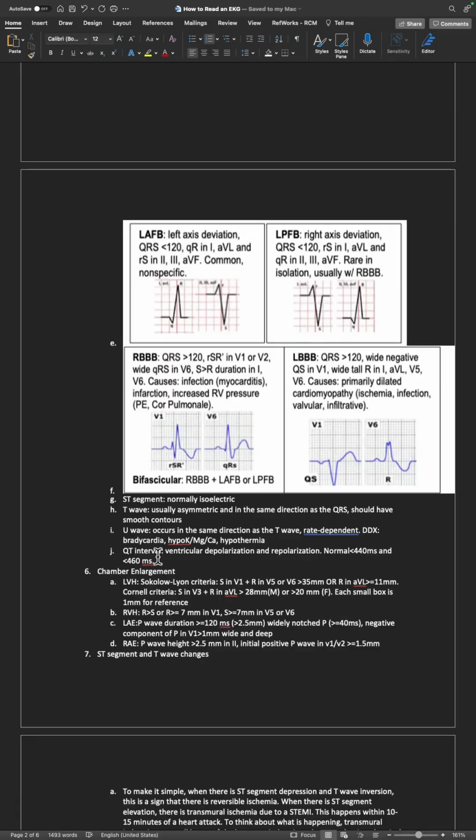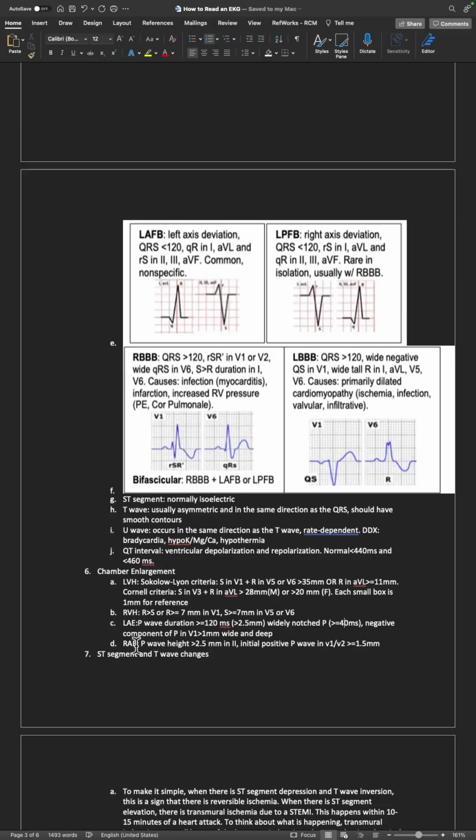on the right side. And then we have left atrial enlargement, in which the P wave duration is greater than or equal to 120 milliseconds, or a widely notched P wave greater than 40 milliseconds, and/or a negative component of P in V1 greater than 1 millimeter wide and deep.